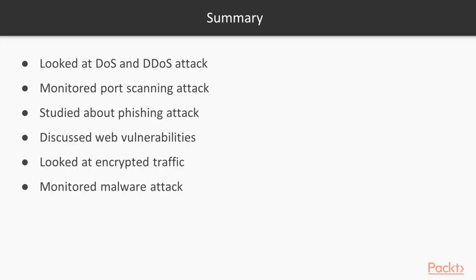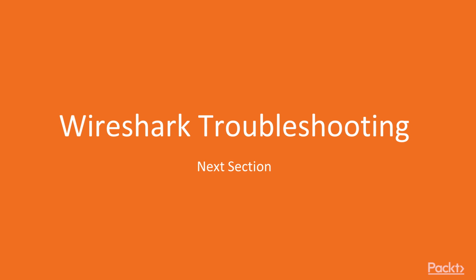If we talk about the section summary, in this section we have learned about DoS and DDoS attacks, port scanning attacks, phishing attacks, vulnerabilities inside websites, encrypted traffic, and then finally malware attacks. So this is all about this section. In the next section, we are going to learn how to perform troubleshooting using Wireshark.